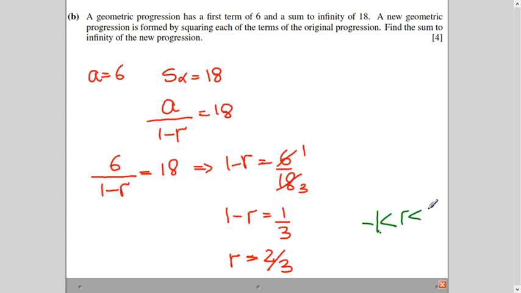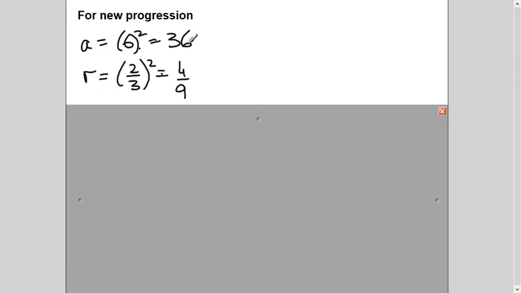But the question is saying you have to find a new geometric progression, and in that you have to square each term of the original progression. So my A is 6, I will square it, and R is 2 upon 3, I will square it. So for the new progression, my A is 36 and my R is 4 over 9. And because R is in between -1 and 1, hence I can find out the sum to infinity.